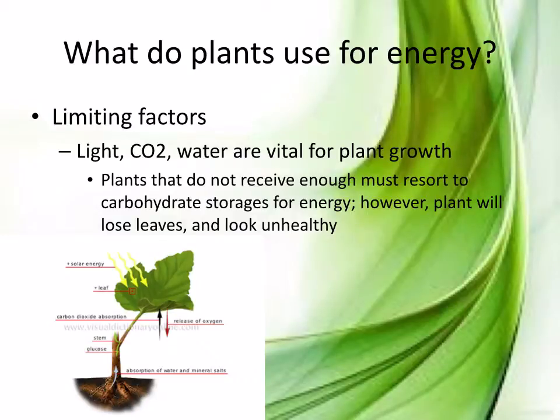So it's also important to mention limiting factors. Some limiting factors in plant growth are light, CO2, and water. And these are limiting because they are absolutely vital to plant growth. If the plant is unable to get CO2, for example, it must resort to other sources like carbohydrate sources in order to meet the metabolic needs for growth.